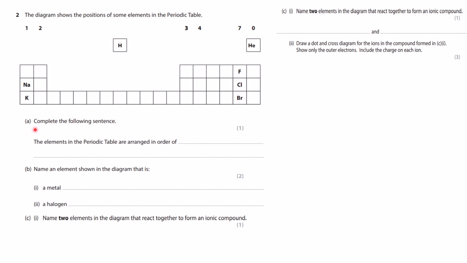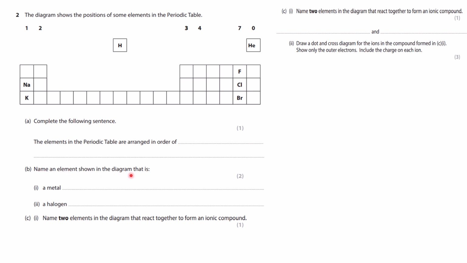All right. So question 1, complete the following sentence. The elements in the periodic table are arranged in order of their increasing atomic number. And I told you that already in the previous slide. So the atomic number of sodium is going to be less than that of chlorine. You see this? So they are arranged in increasing atomic number, going from left to the right. Okay. Now, question B.